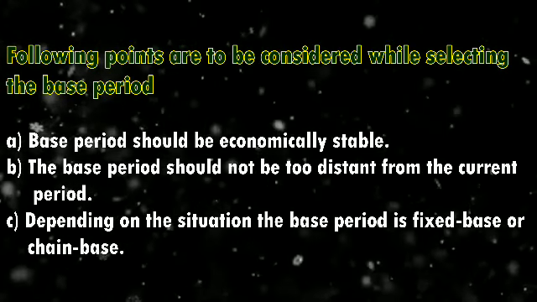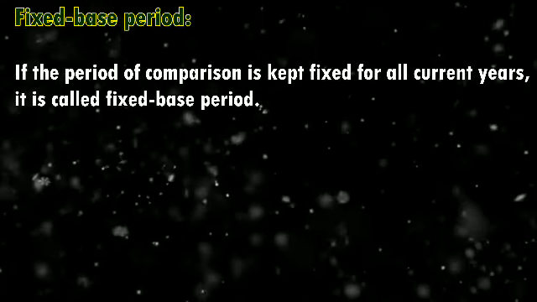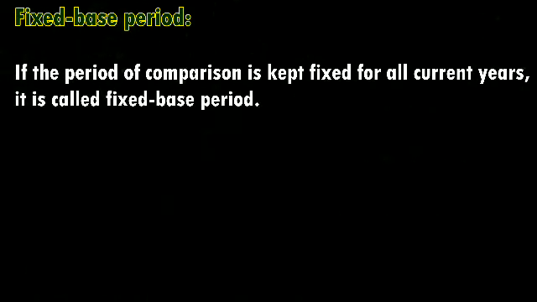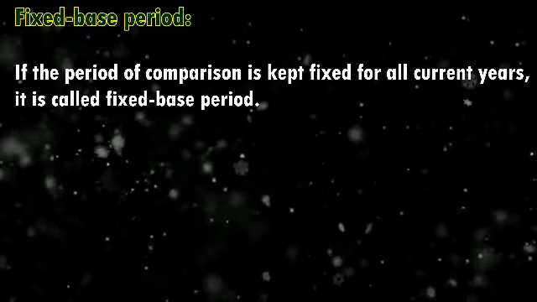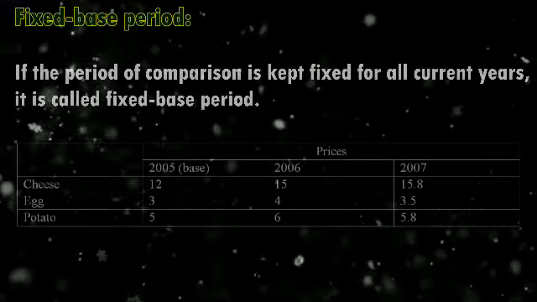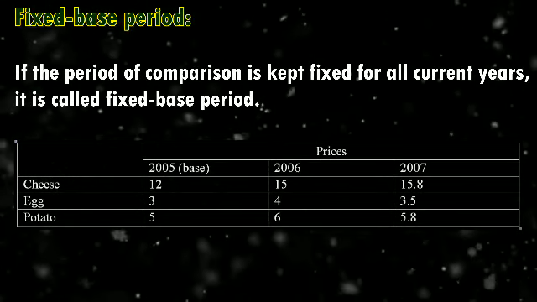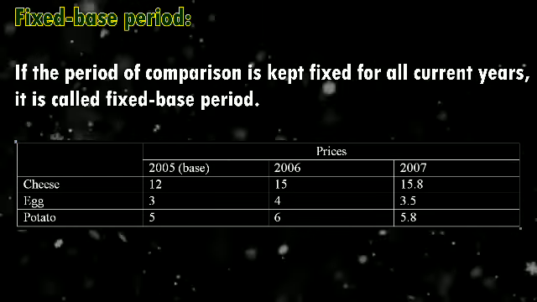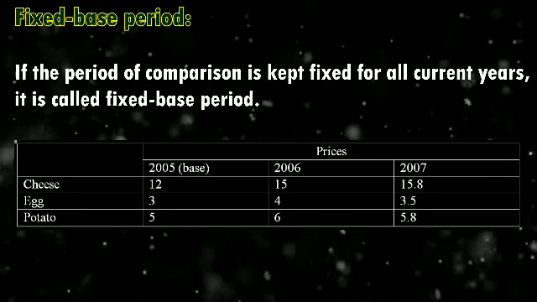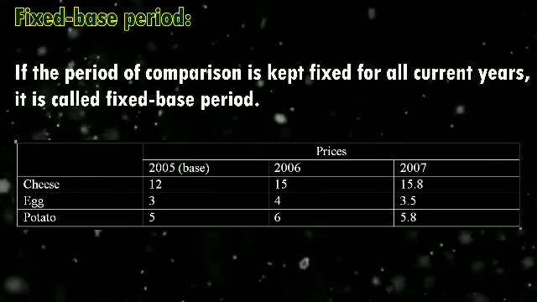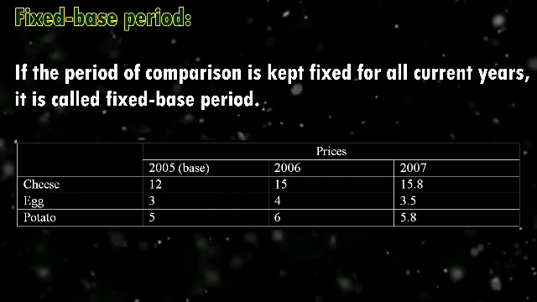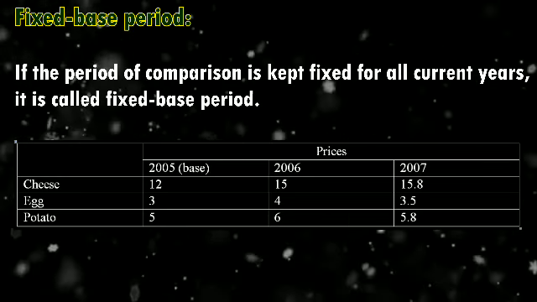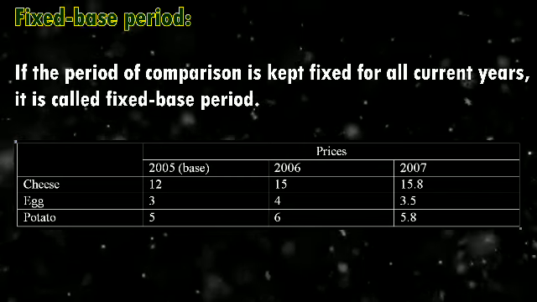There are two types of base periods. First one, fixed base. If the period of comparison is kept fixed for all current years, it is called fixed base period. Consider the above example. In this example, different commodities are considered. They are cheese, egg and potato, along with their price values given in the table. So price values for the year 2005, 2006 and 2007 for these three commodities. As you can see, 2005 is considered as base year or base period, whereas 2006 and 2007 will be the current period. Here the comparison is made between the two different years.